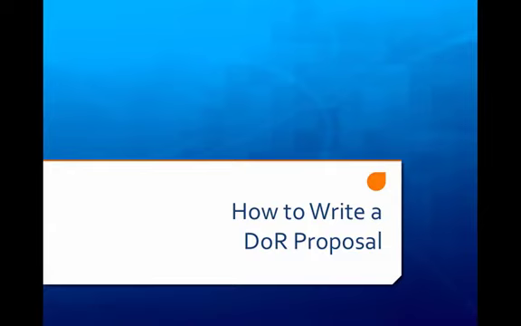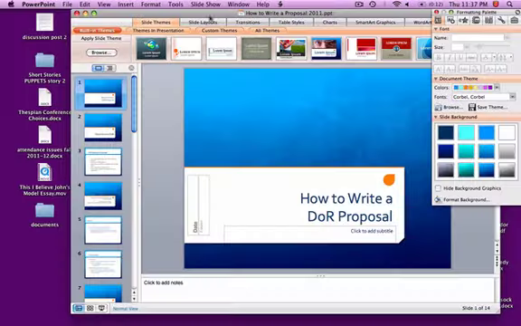So we are now going to learn how to write the DoR proposal. It's a pretty straightforward process. If you've written proposals in the foundations part of the program, a lot of it will be review. Everything I'm about to show you is also on the sheets that you can find inside your planner. If you don't have a planner, I'll show you where to find those online.